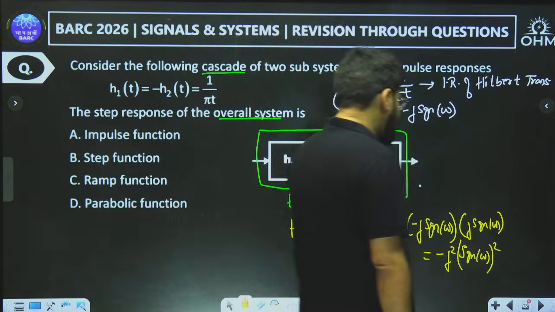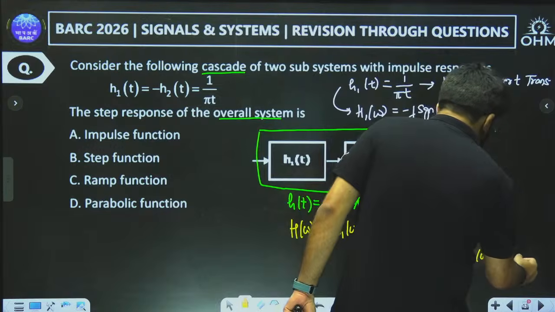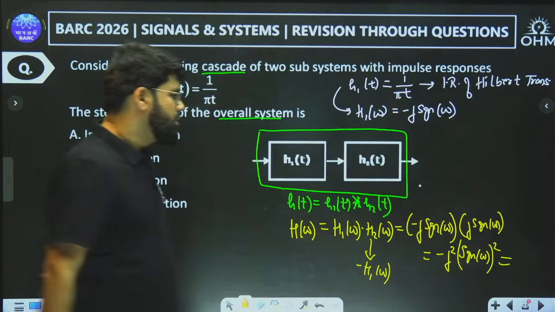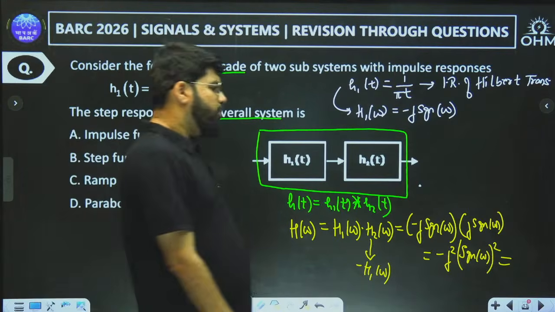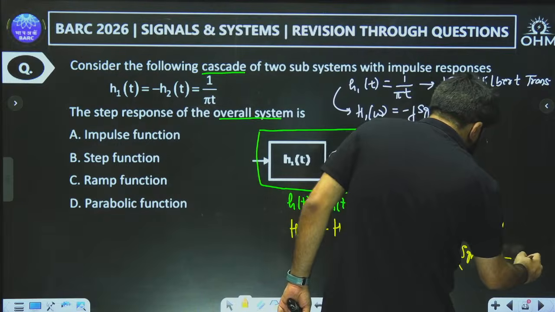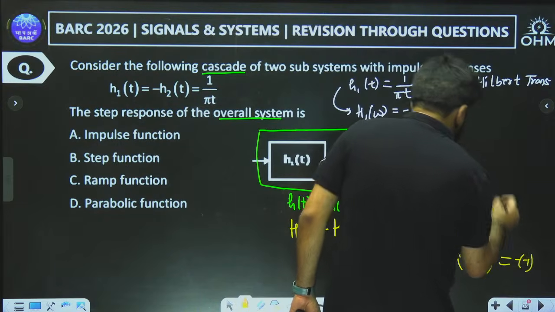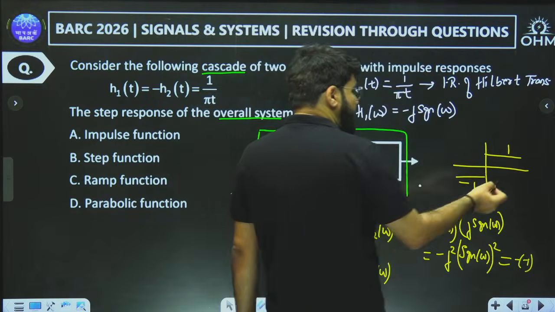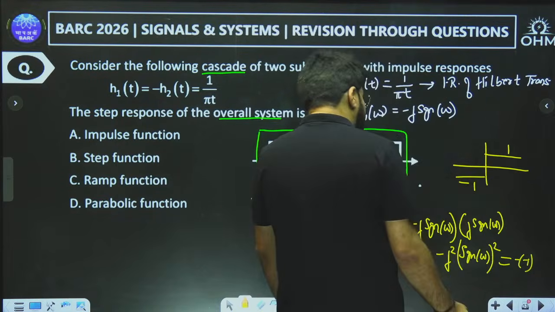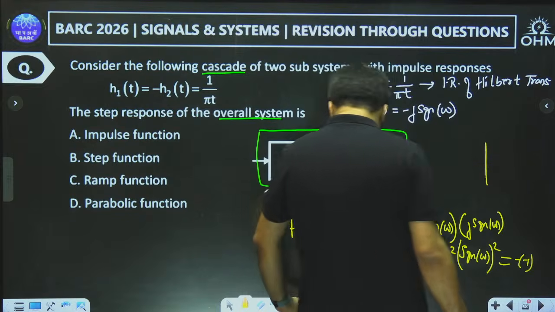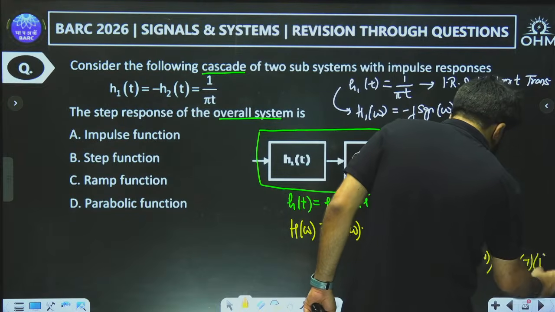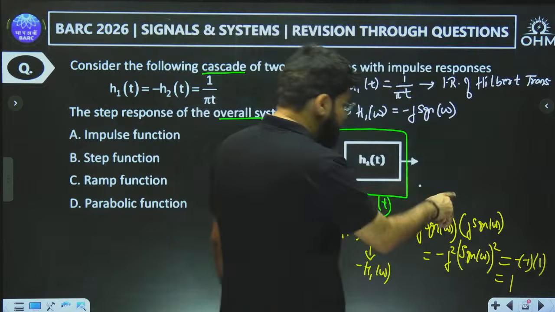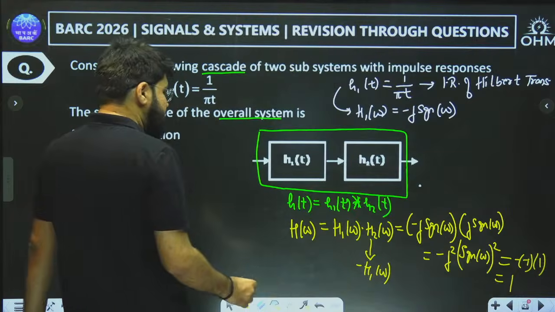What is the square of signum omega? That way you can think, and then you will get the answer. Minus of j square is minus 1. See, what is signum omega? It is 1 on the right, minus 1 on the left. When you take the square, 1 square is 1, and minus 1 square is also 1. So the net answer is plus 1. So plus 1 is the answer, dear.